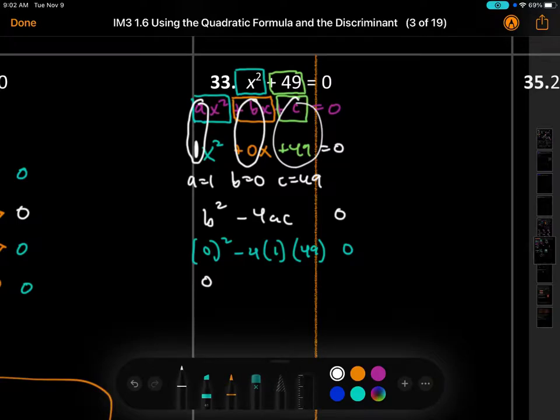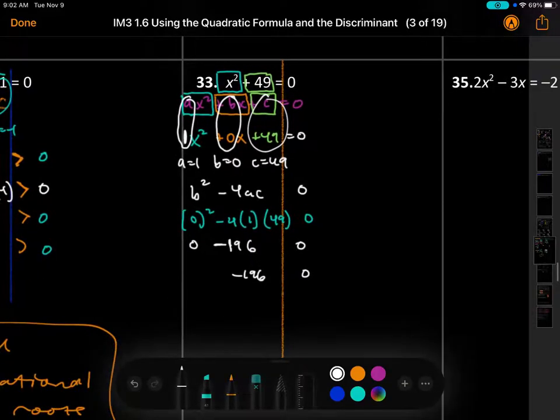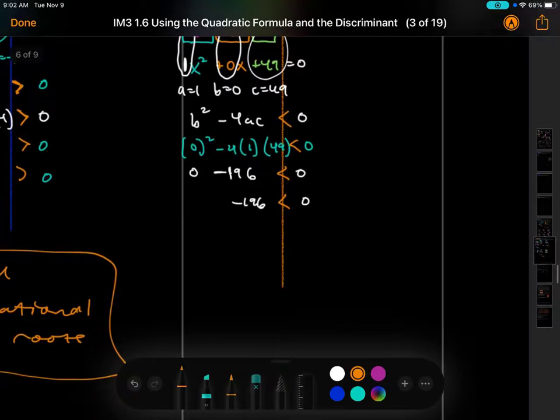0, negative 4 times 1 is negative 4. Negative 4 times a positive 49 is going to be, negative 196. Negative 196 is my discriminant. And what inequality can we put in there? It is going to be less than. If it's less than, you look back at your chart, you're going to have 2 complex roots.